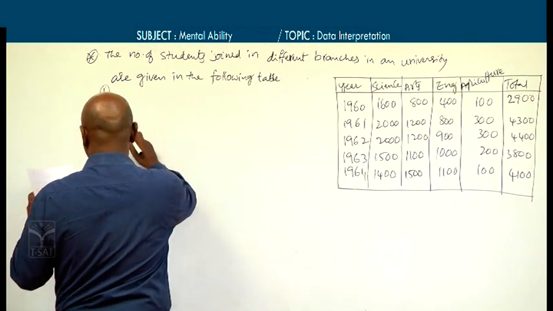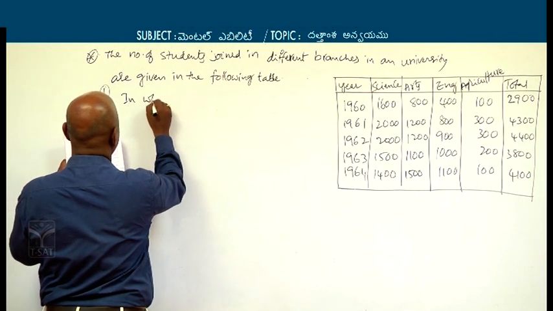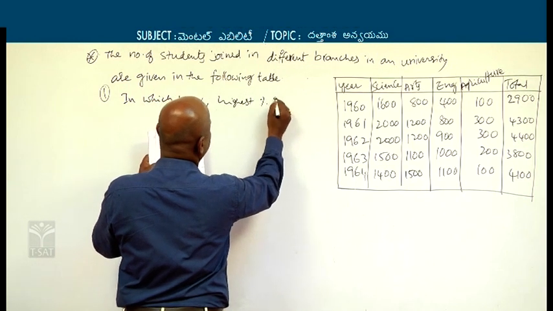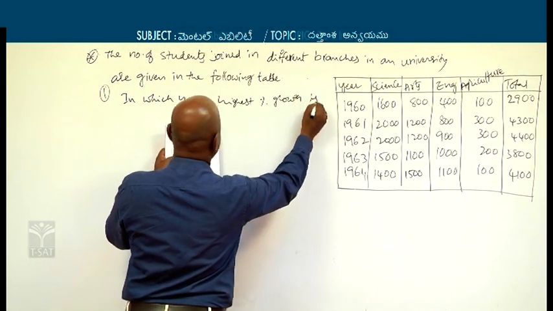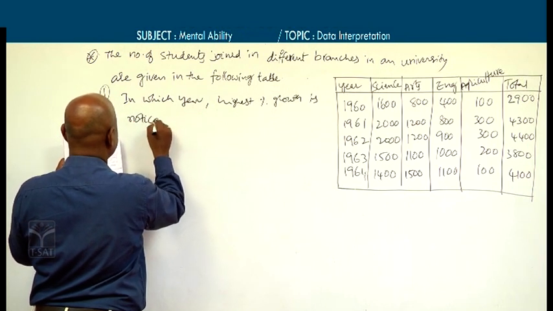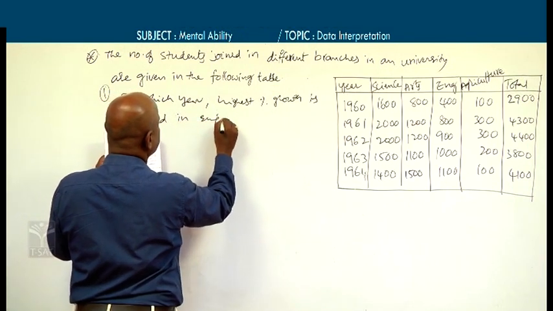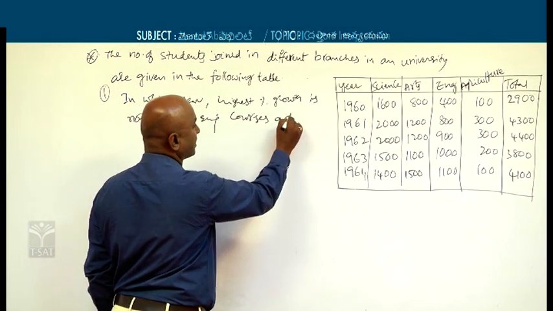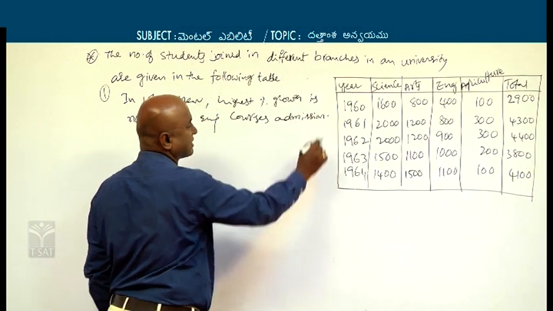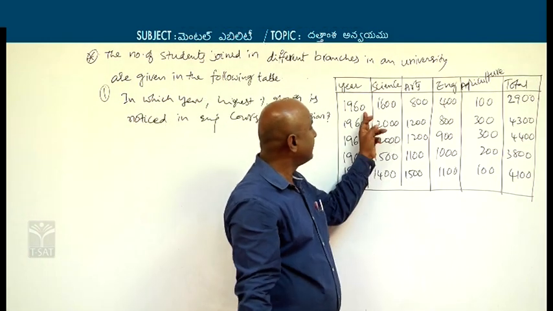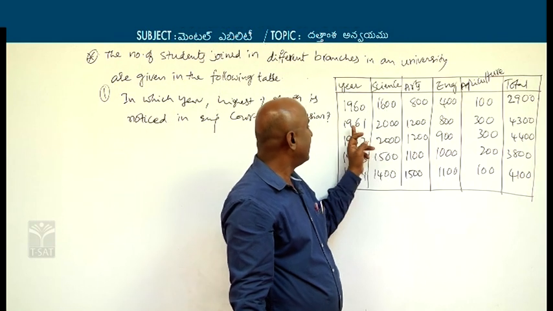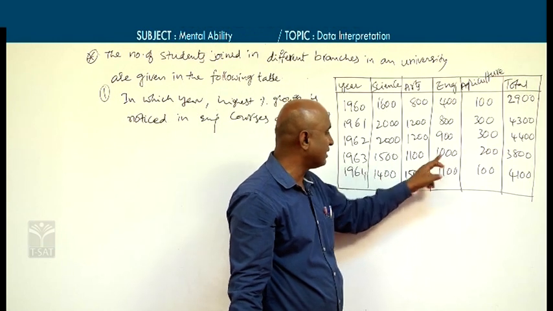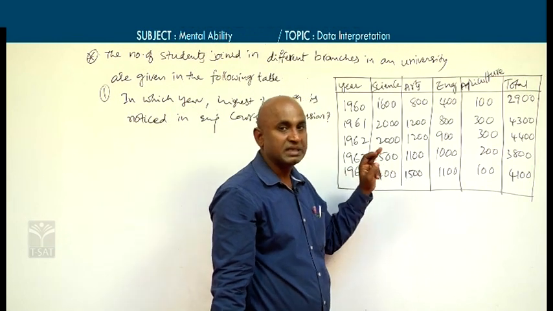Now see the first problem. In which year highest percentage growth is noticed. Highest percentage growth is noticed in engineering courses. In engineering courses admission. So see the engineering courses admissions. Okay, so in the year 1960 it is 400. 1961 it is 800. And 1962 it is 900. 63 1000. 64 1100.